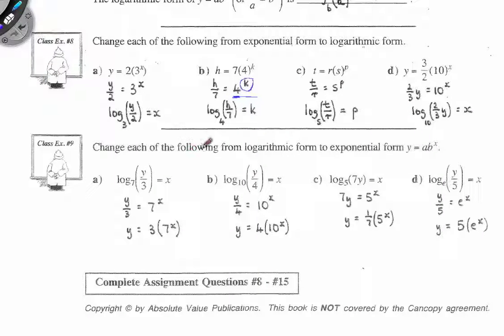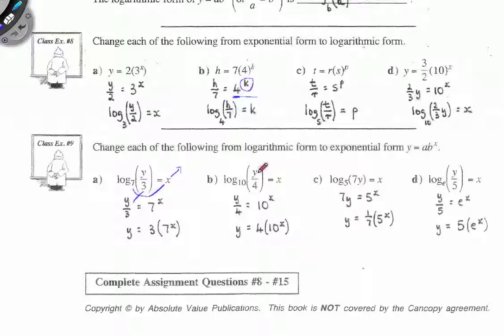Changing the following from log to exponential, we can use the drop, swing, bump method. We drop this value that's being logged, so that gets dropped. This swings over and bumps the x up. Drop, swing, bump will give you y over 3 equal to 7 to the x. We can now solve for y just simply by multiplying both sides by 3.